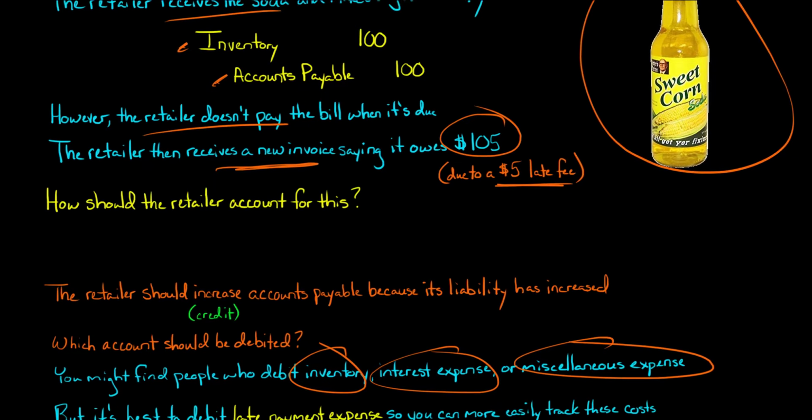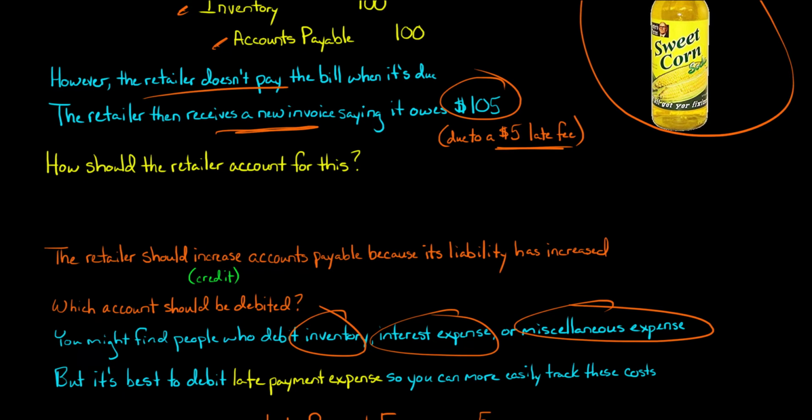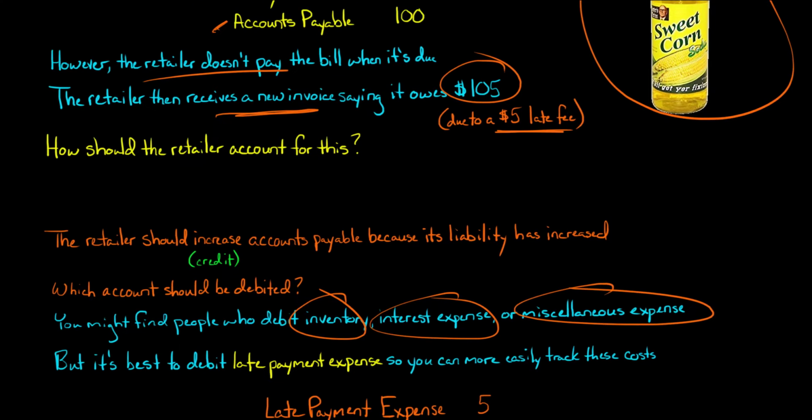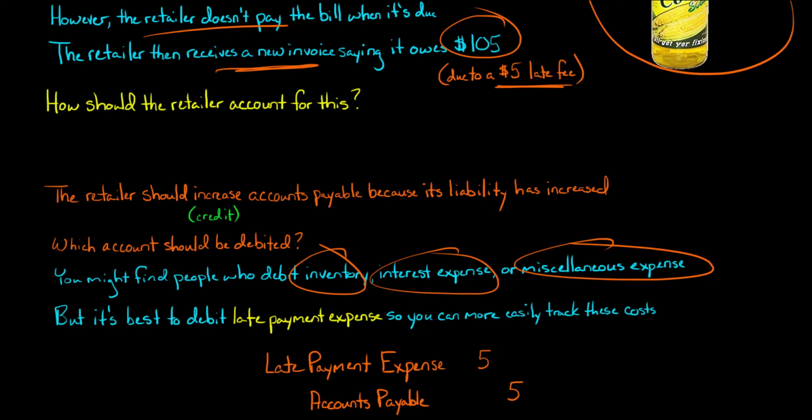But the best way to account for this is to debit a late payment expense account. That's going to allow the company to more easily track what late payments they've had over the course of the period. Maybe you see that over time the late payments are increasing and so forth. So you really want a dedicated late payment expense account set up in the company's chart of accounts. So let's assume that that's the case, and then we're going to debit late payment expense. We would debit late payment expense for $5, and we would credit accounts payable for $5.